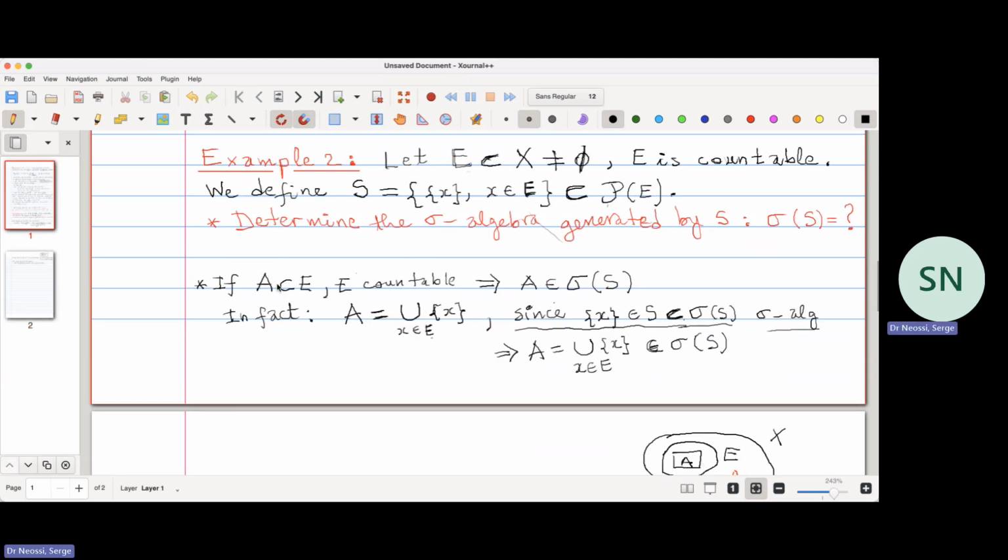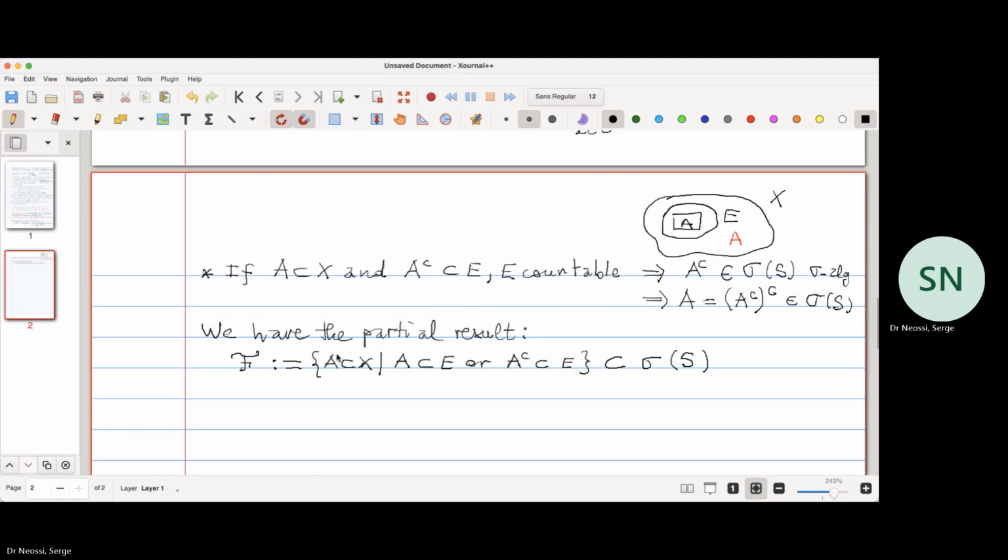So such an A, we saw that such an A subset of E is in the sigma algebra generated by S. And if we take the complement of A in E here, if the complement of A is in E, that same A is here in the sigma algebra. So in conclusion, we have this result.